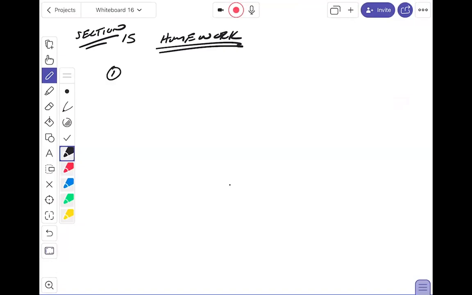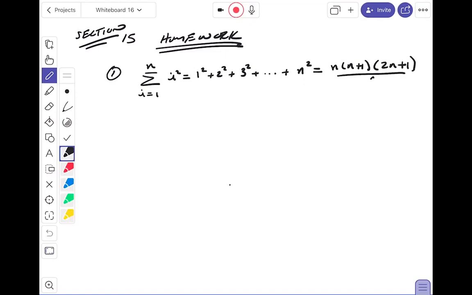It says use PMI. I'll certainly write it down for you. This is going to be the sum from i equals 1 to n, where n is assumed to be an integer, of i squared, which equals 1 squared plus 2 squared plus 3 squared plus and so on, up to n squared. They claim that's equal to n times (n plus 1) times (2n plus 1), over 6.